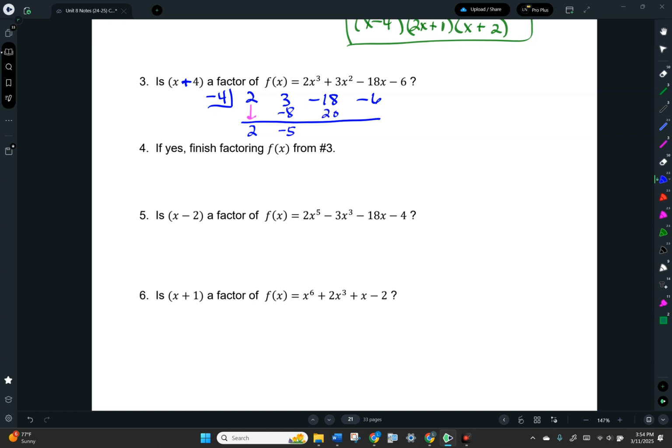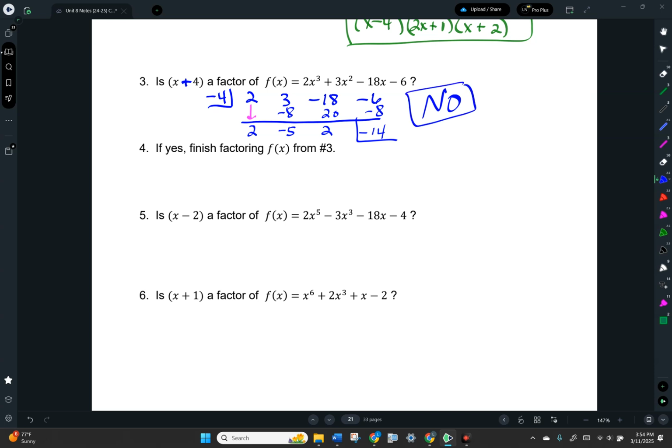You add straight up and down. Negative 18, positive 20. And then you multiply. Negative 4 times 2 is negative 8. And then when you add, you're going to get negative 14. All right, so remember what I said. If it ends in 0, it's a factor. If it ends in anything other than 0, it's not a factor. So the answer is no, it's not a factor.